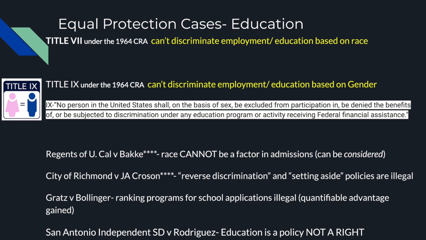Now, next up, City of Richmond versus J.A. Croson. The City of Richmond had a policy in the 70s that said they wanted to give 30% of all city contracts to minority business owners to rectify Virginia's centuries of racial discrimination. This is what is called reverse discrimination in some cases. And they were setting aside those jobs, which is why I have setting aside there. Long story short, it's illegal.